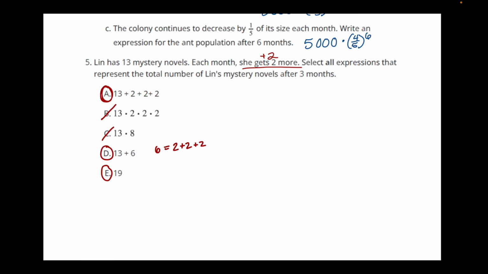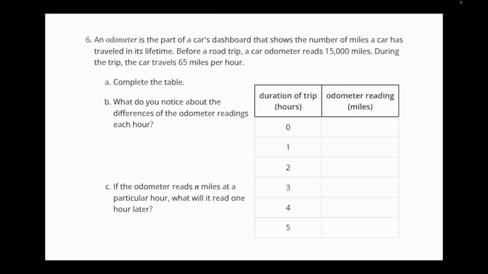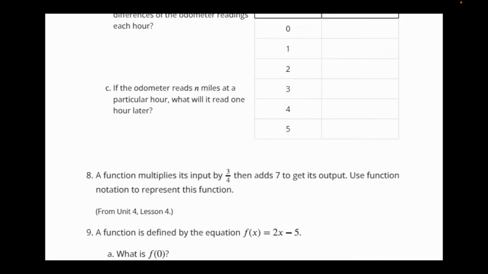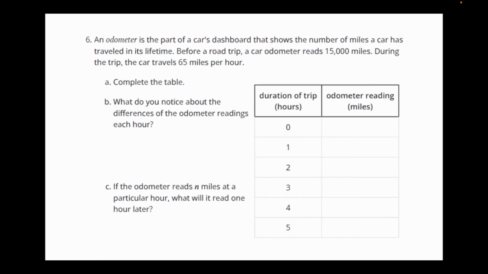And we have one last page. We're going to do questions 6, 8, and 9. Again, we're skipping question 7. So for question 6, we have an odometer. It's the part of the car that shows the number of miles that you've traveled since the car was produced, like in its lifetime. So before a road trip, the car's odometer reads 15,000 miles. And during the trip, the car travels 65 miles per hour.